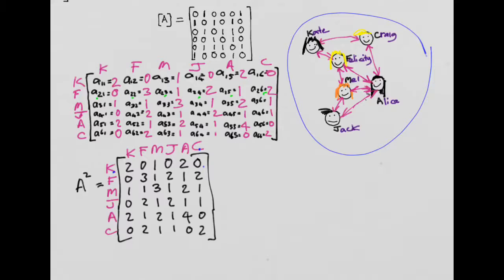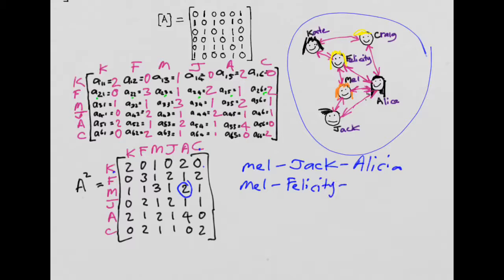Now let's look at the diagram and see how many ways Mel can communicate with Alicia. There should be 2 ways. Now let's see if we can work it out by looking at the diagram. So remember, we're only looking at 2 steps. So Mel's got to go through one other person to get to Alicia. So we've got Mel to Jack to Alicia, and then we've got Mel to Felicity to Alicia.